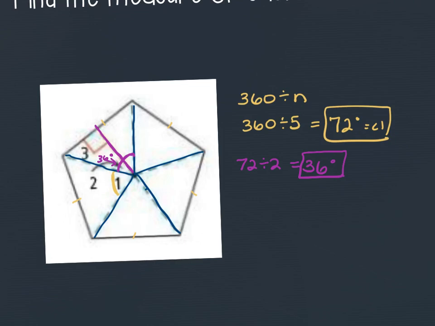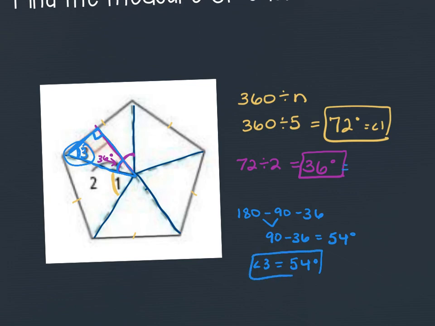Now the third angle I want to find is here in this corner. Hopefully you see that what's formed here is a right triangle. I've got my 90-degree angle here, 36 here, which means if I want to find angle 3, I would do 180 minus 90 minus 36. 180 minus 90 is 90. 90 minus 36 is 54 degrees. So angle 3 is 54 degrees. This was angle 2.